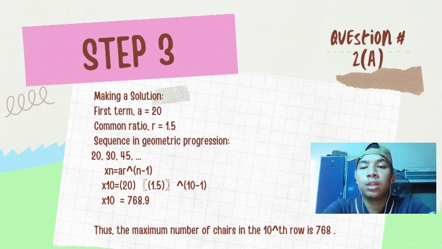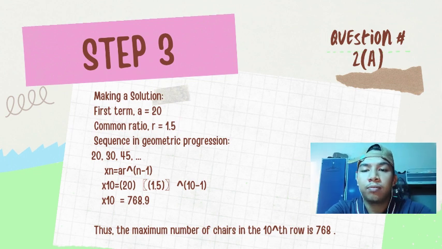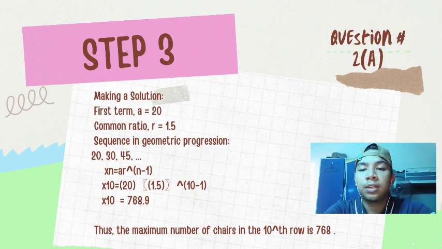We just enter the values that we have, and it will become S10 equal to 20 times 1.5 power 10 minus 1. And the last answer, we will get 768.9. Thus, the maximum number of chairs in the 10th row is 768.